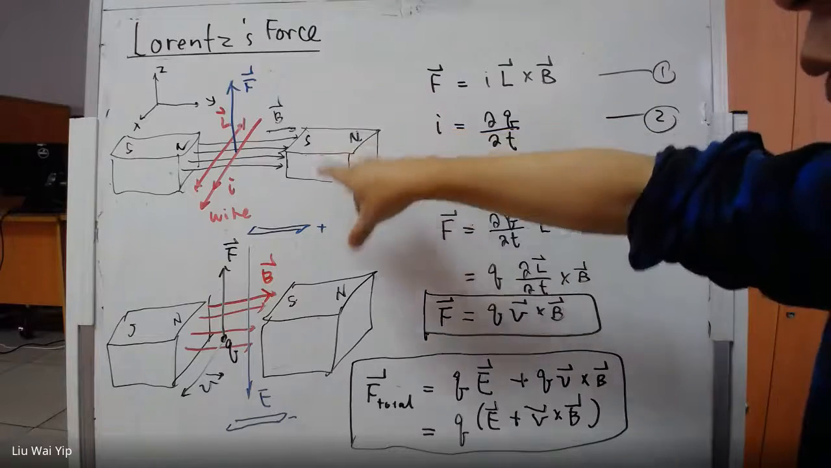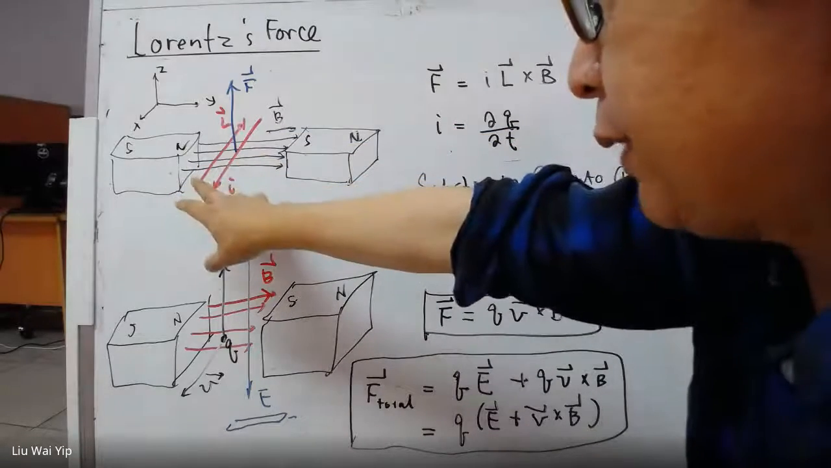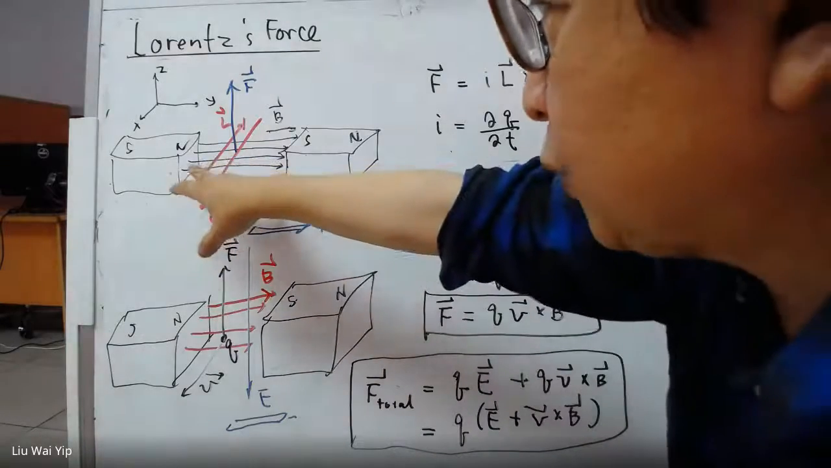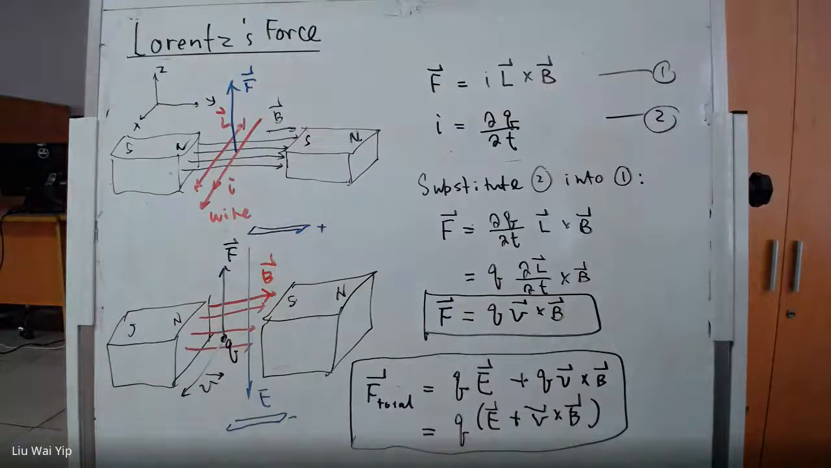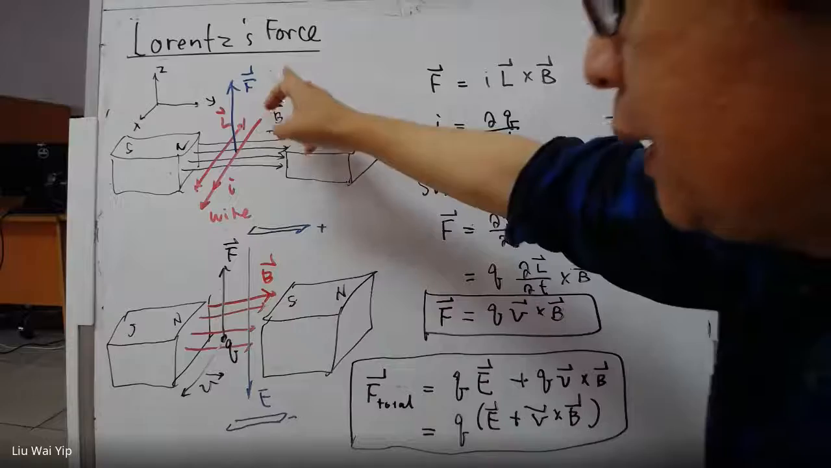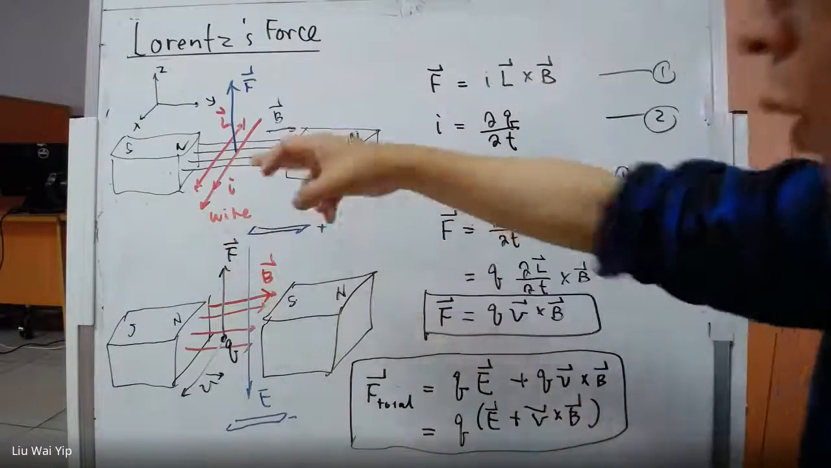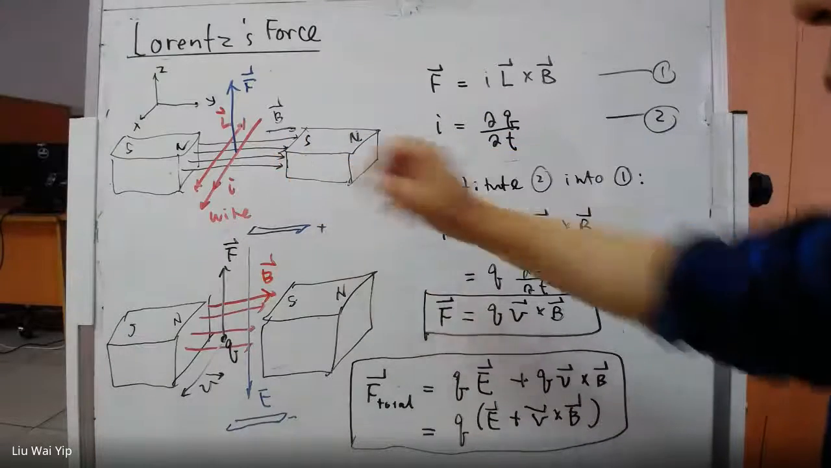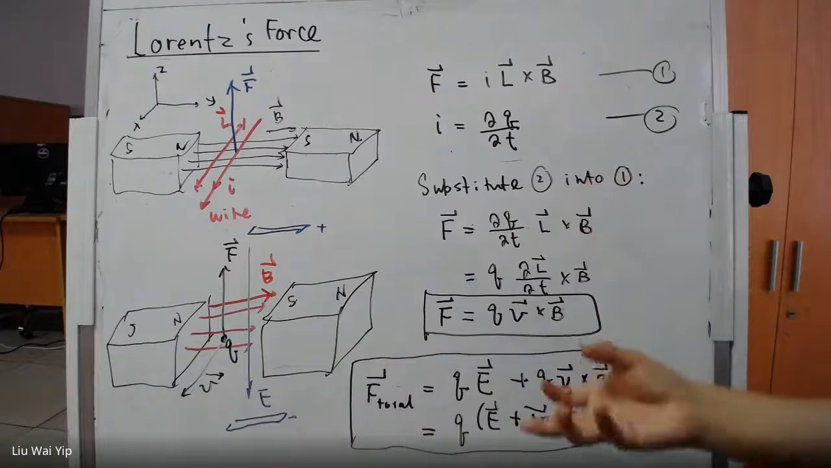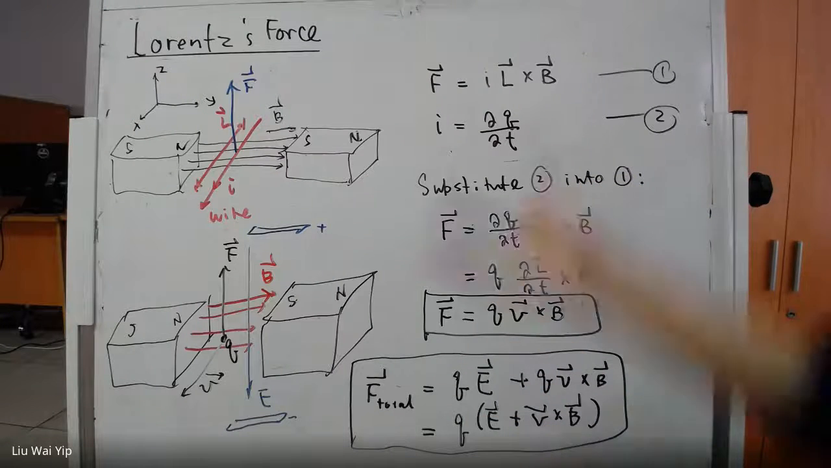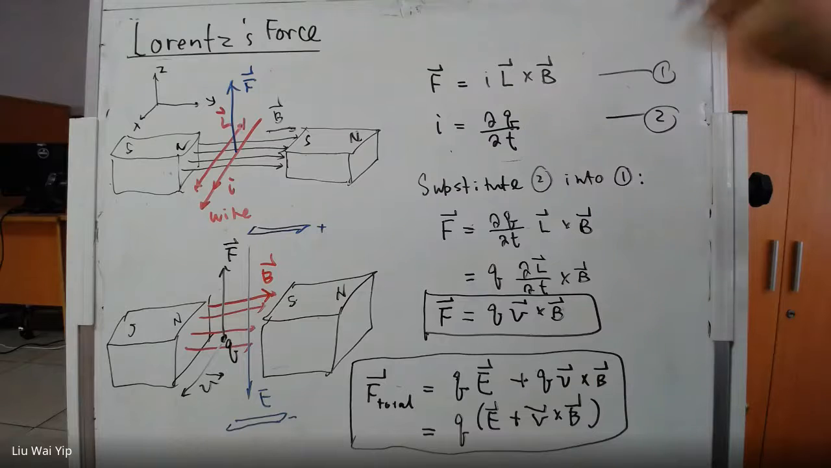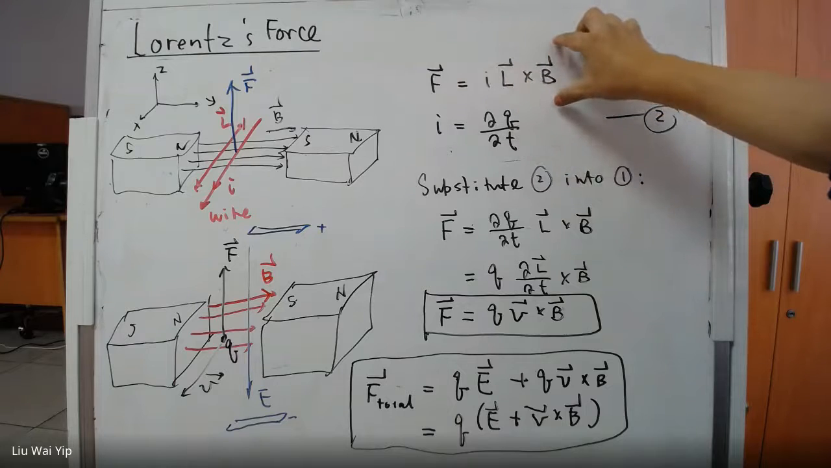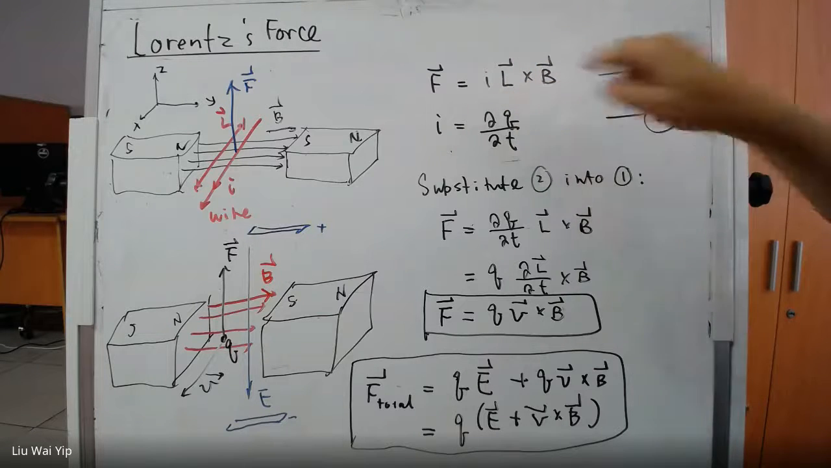In this case, with a given pair of magnets, we form a magnetic field between these two magnets. And if there is a conducting wire running across the magnetic field, in this case in the x direction, then we will end up with a force. The force will pull the wire upward. And mathematically, Lorentz force is given by I L cross B.